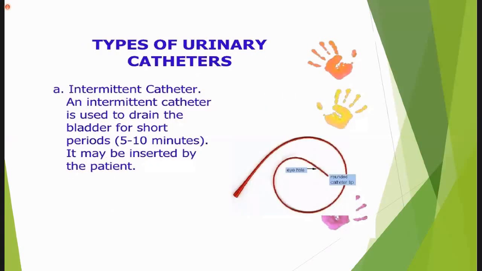Types of urinary catheter: intermittent catheter. An intermittent catheter is used to drain the bladder for short periods, 5 to 10 minutes. If you have to take a urine specimen for culture, you can use this type of catheter.